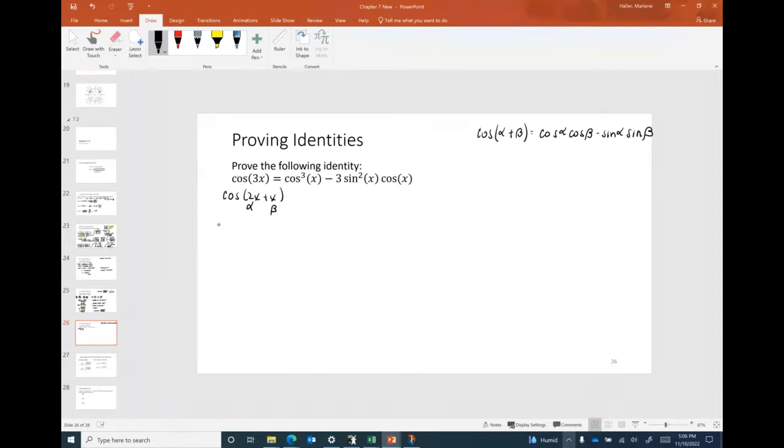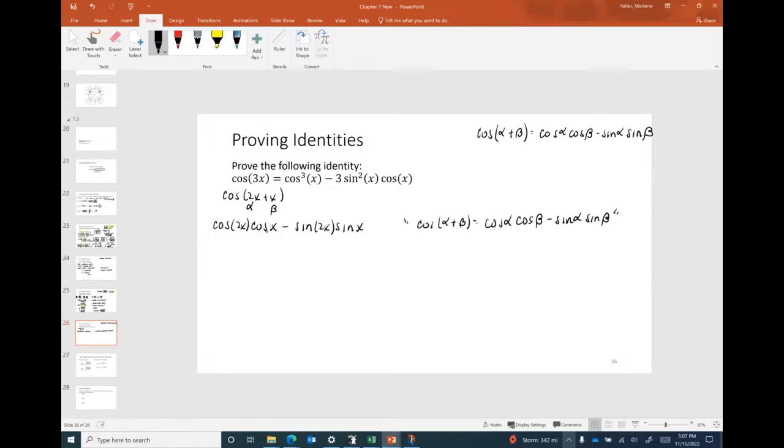So this would then become the cosine of 2x, so that's my alpha, times the cosine of x minus the sine of 2x times the sine of x. Again, I'm just doing this substitution. Cosine of alpha plus beta is equal to cosine alpha, cosine beta minus sine alpha, sine beta.